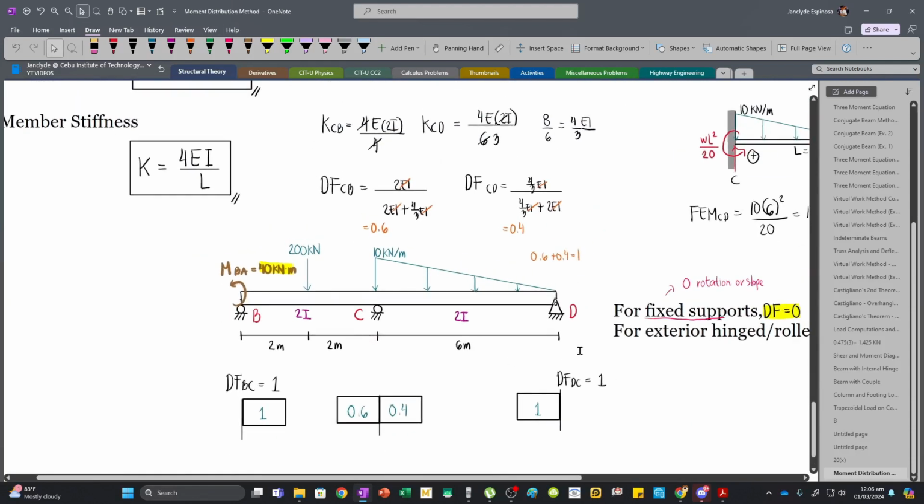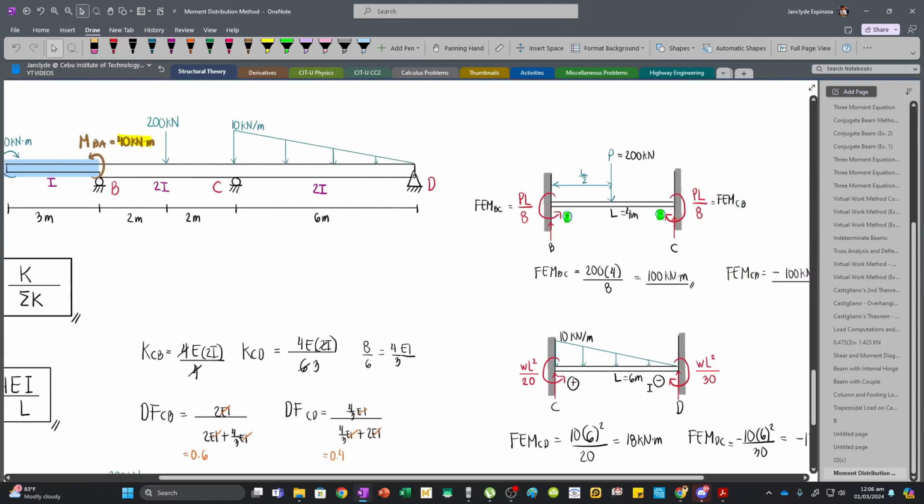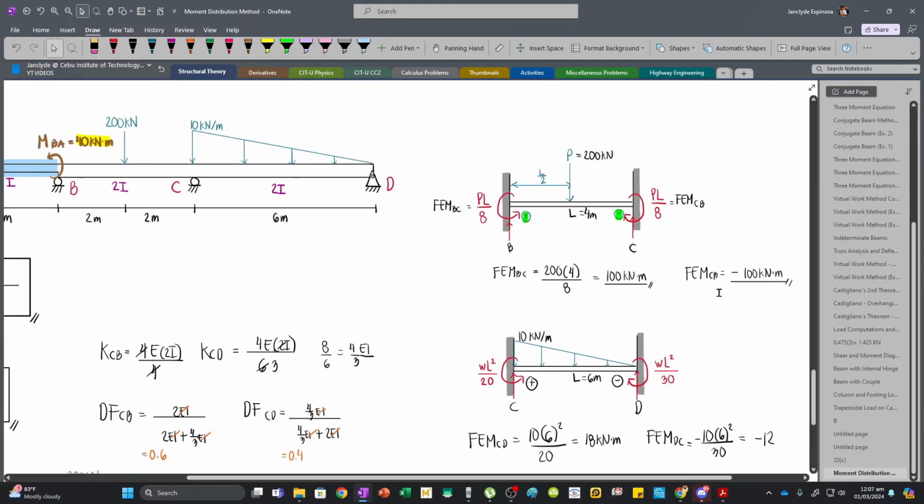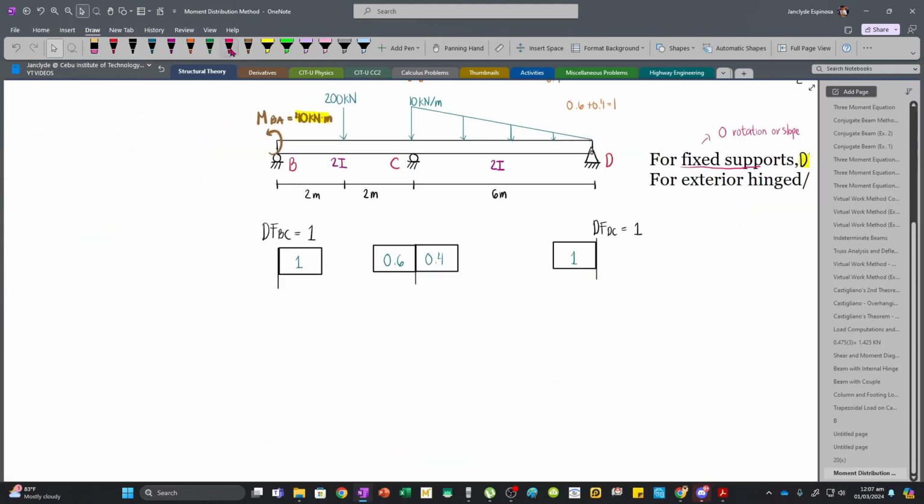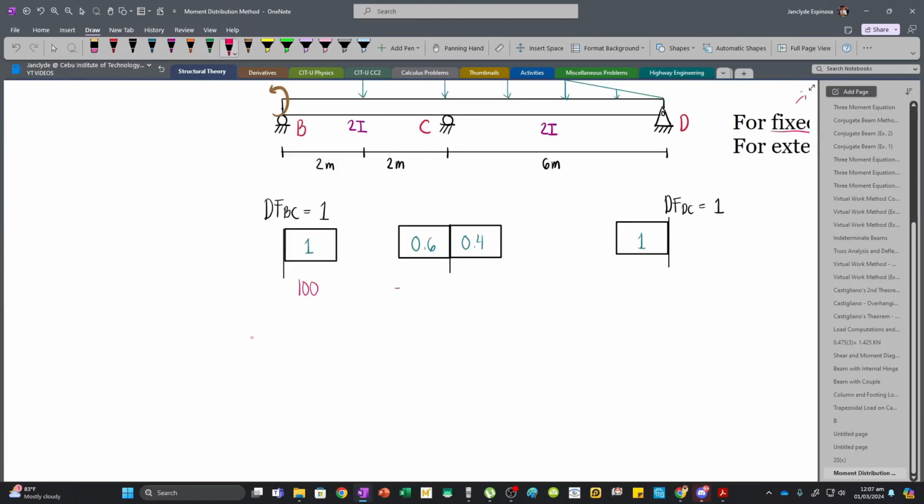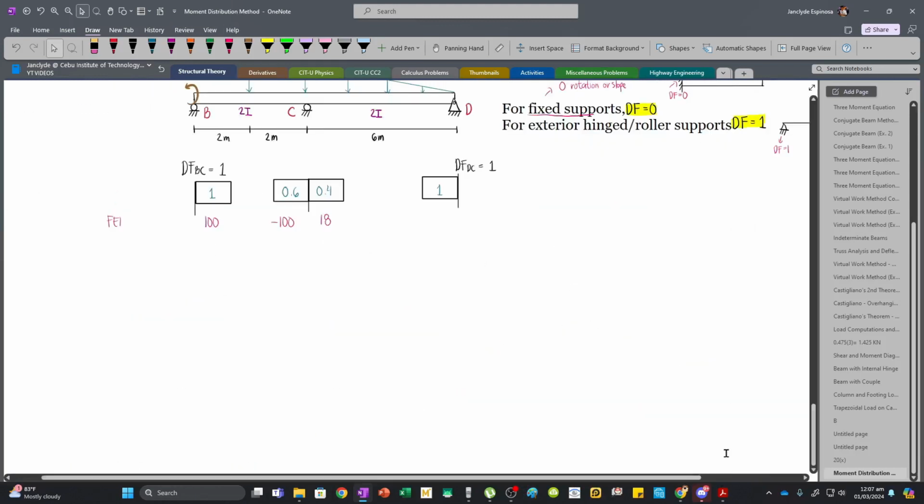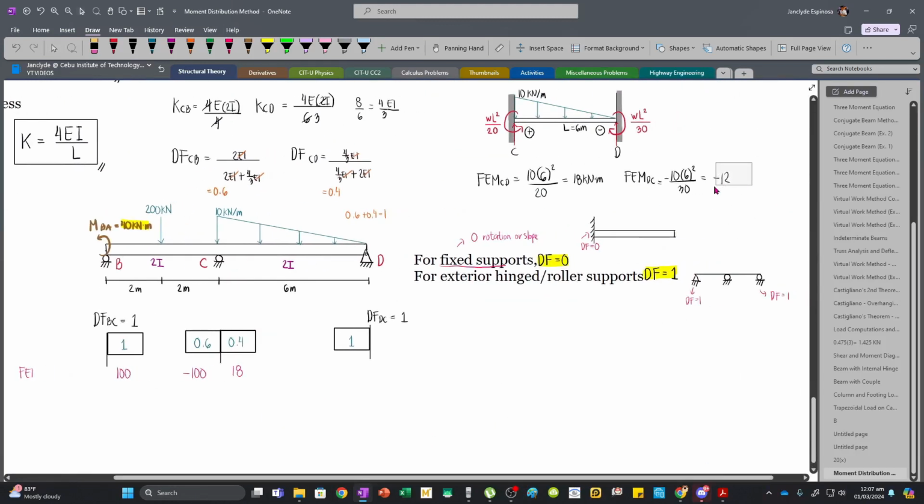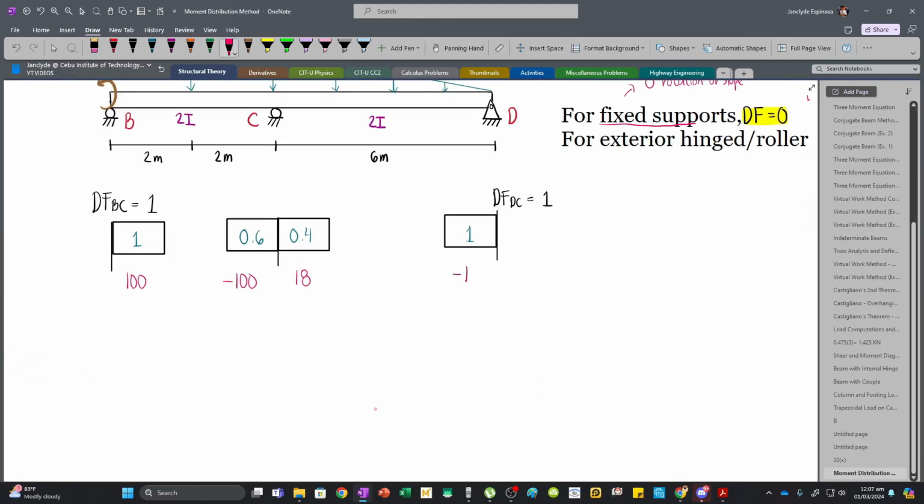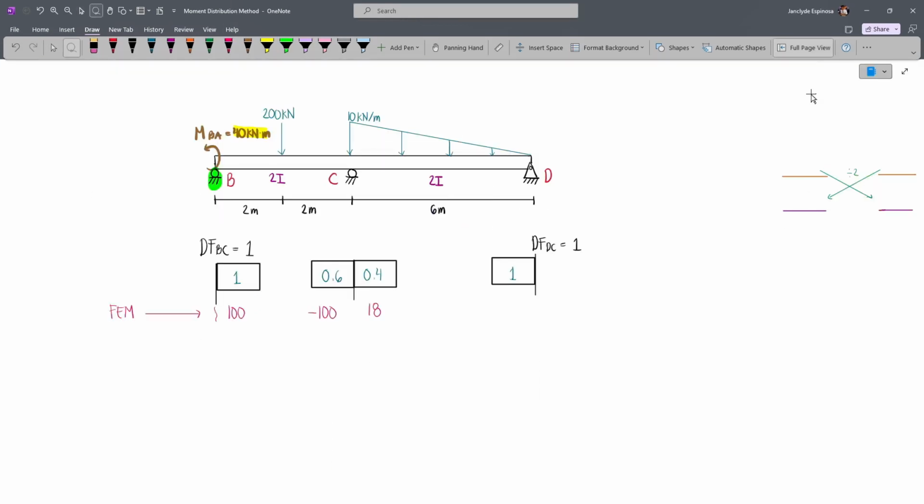And then next, we'll write our FEM. Now FEMBC is equal to 100 and FEMCB is negative 100. So we have 100 and negative 100. And then our FEMCD is equal to 18 and our FEMDC is equal to negative 12. And so this is minus 12. Now this is CB, and then this is for CD and then DC, BC.